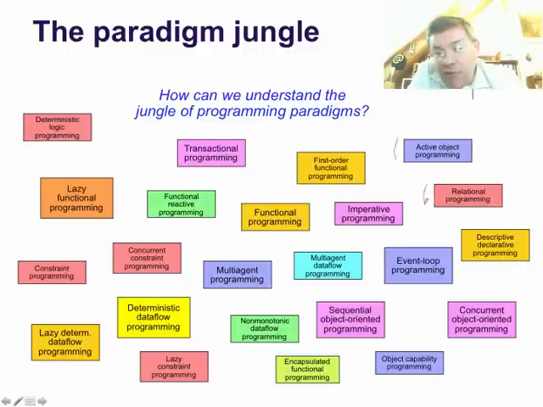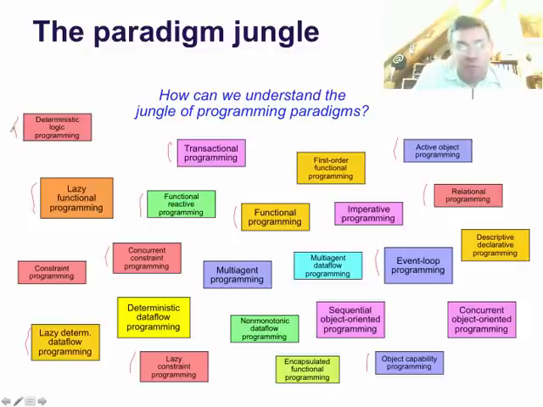But what about relational programming? What about event loop programming? What about object capability programming? What about lazy functional programming paradigms that we didn't see? What about lazy constraint programming? What about concurrent constraint programming and functional reactive programming? What about all these paradigms? Transactional programming. We saw functional programming. We didn't see lazy deterministic data flow programming. What about deterministic logic programming? There are lots and lots of paradigms.